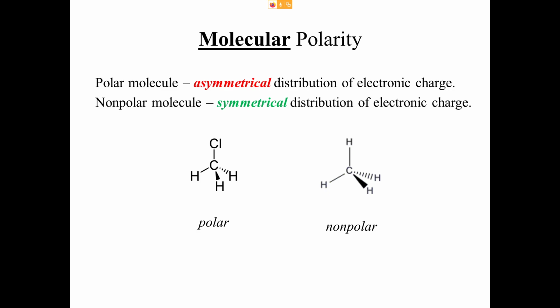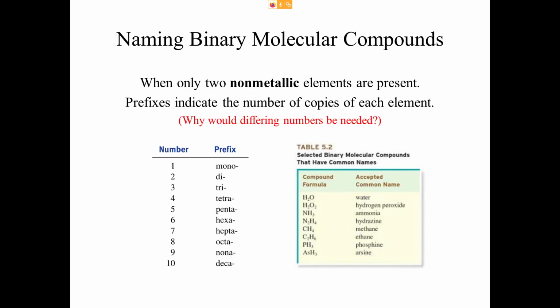So if I have four things attached to a carbon here, and they're not all four the same thing, there's going to be an imbalance. There's going to be an asymmetry. So as long as all four are not the same, it's a polar molecule. We'll do a lot of examples in your practice tests. So look at those, and you'll see tons of examples of polar versus nonpolar carbons with four things on them. If it's not all four the same, it's polar.